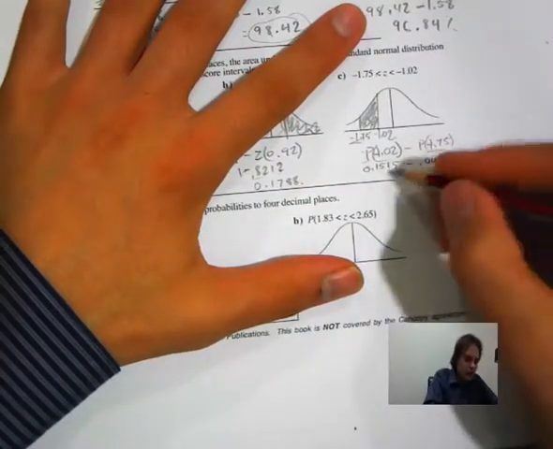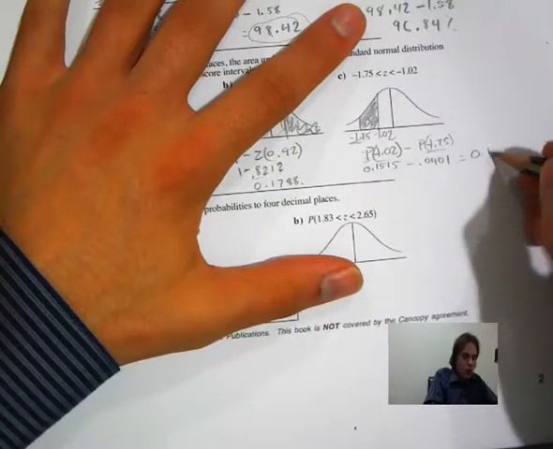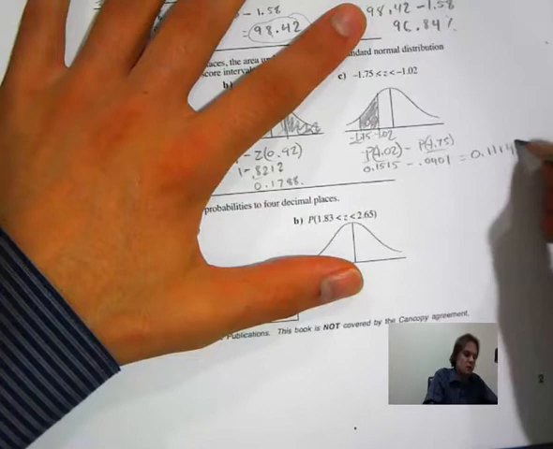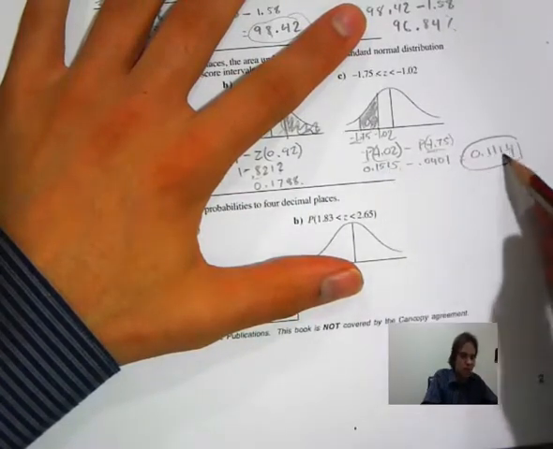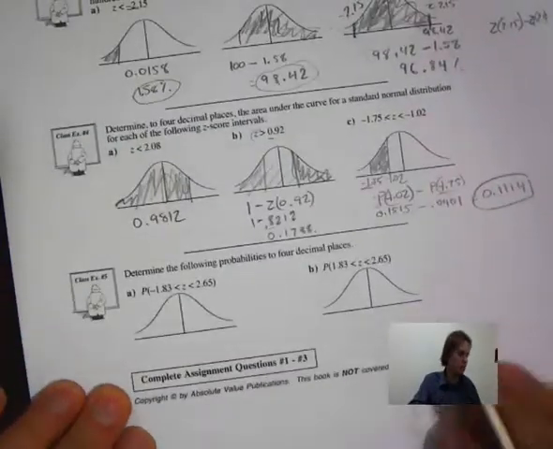So now if I subtract that, I'm going to get 0.1114. Do I have too many ones? 1, 2, 3, 4. There we go. So that's how we do that one. Okay.